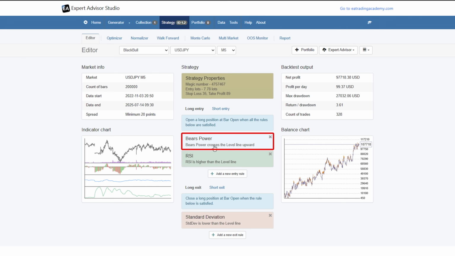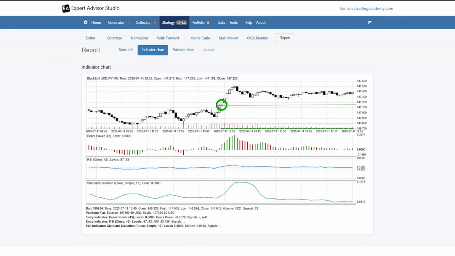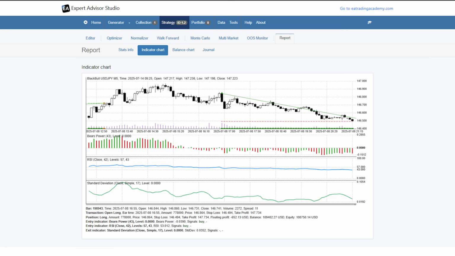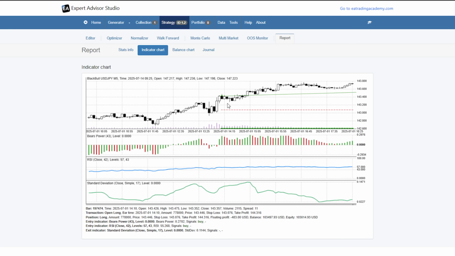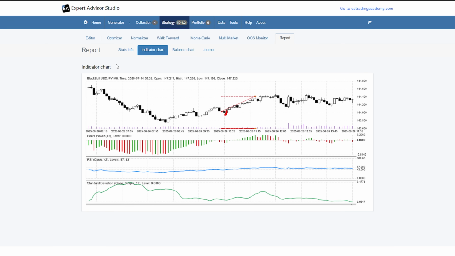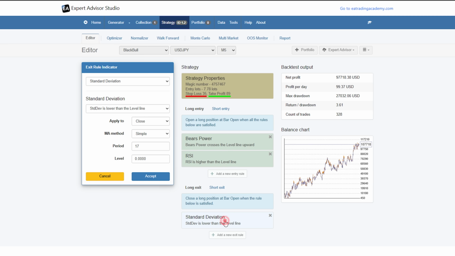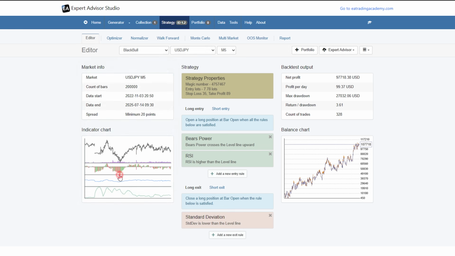and it uses the Bears Power as an entry indicator. It should be crossing the level line upward, and it should be confirmed with RSI higher than the level line. So on the chart, I can see where I have long trades when the conditions are met, and when I have the opposite, short trades. For example, let me show you this one. Right in here, the conditions are met for a short trade, but that one hit the stop loss. However, it has a really good risk-reward ratio. One more time, the stop loss is 35, the take profit is 89, and there is an exit indicator which says that the standard deviation should be lower than the level line. So if that happens before the stop loss or the take profit, the trade will close.